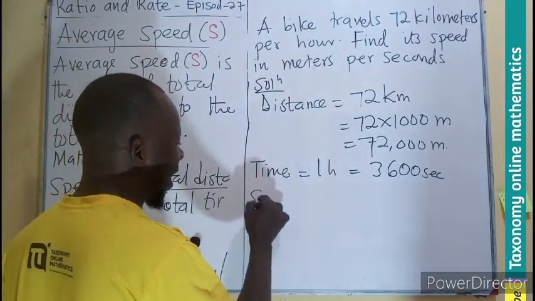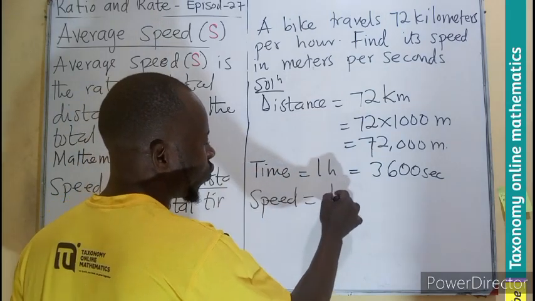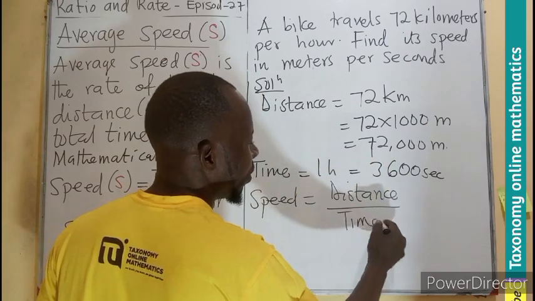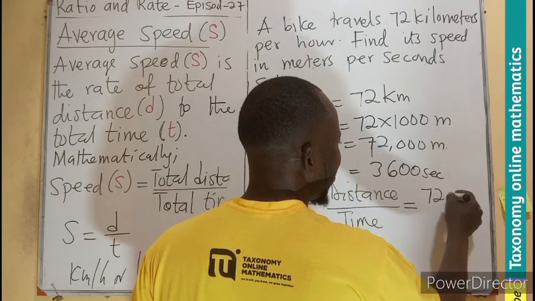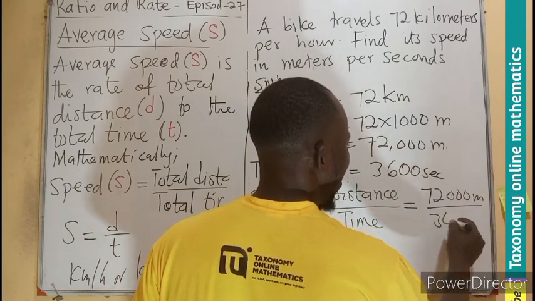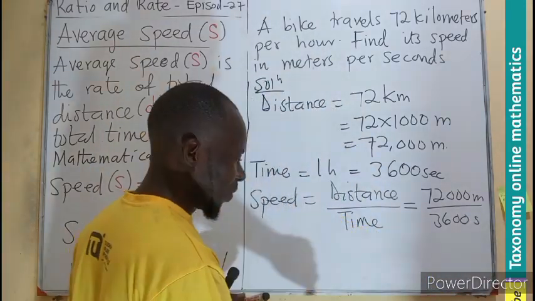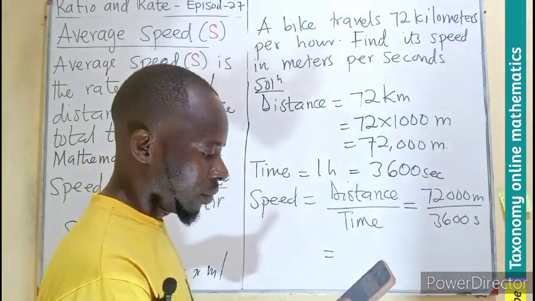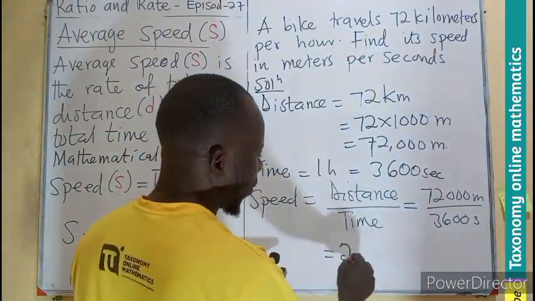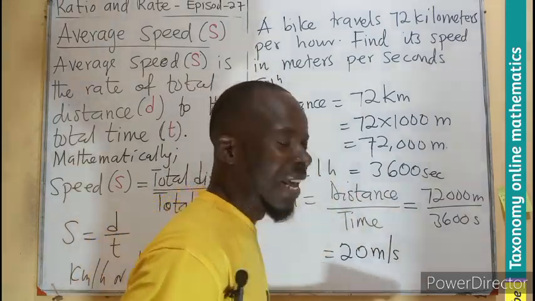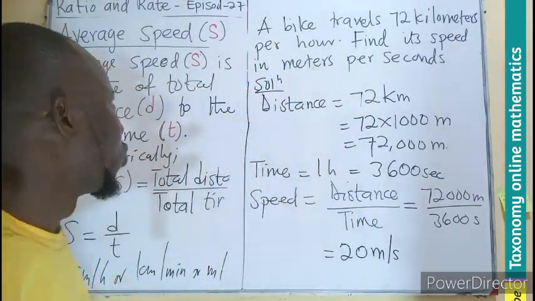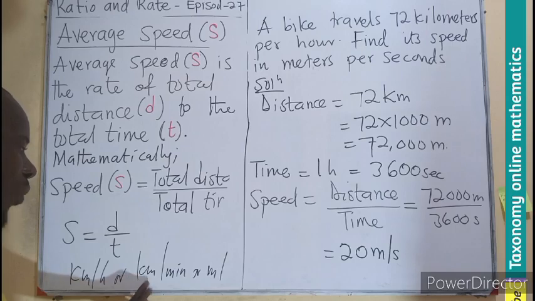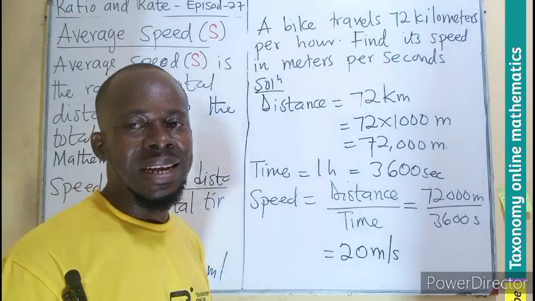So our speed, which is the average speed, equals distance over time taken. And the distance is what? 72,000 meters over 3,600 seconds. So what would that give us if we were to put that on our calculator? On our calculator, we are going to have 20 meters per second. So you can see that when it comes to speed, we can leave our answer in meters per second, kilometers per minute, or kilometers per hour.